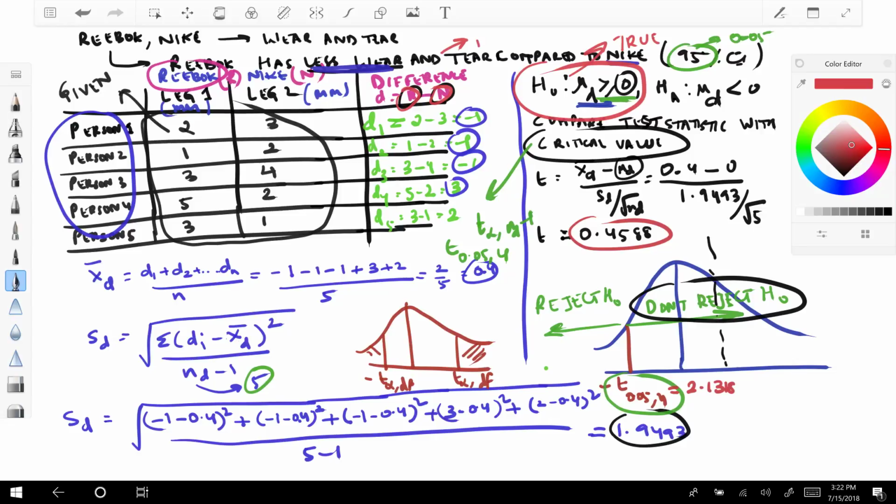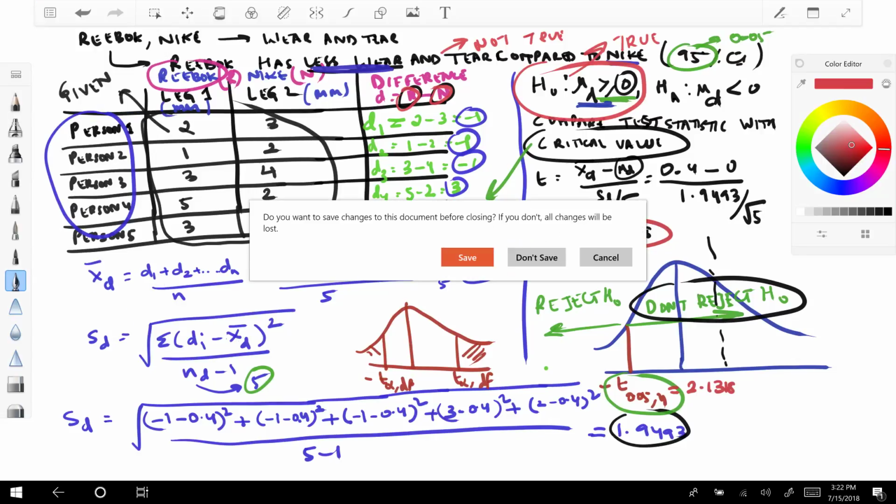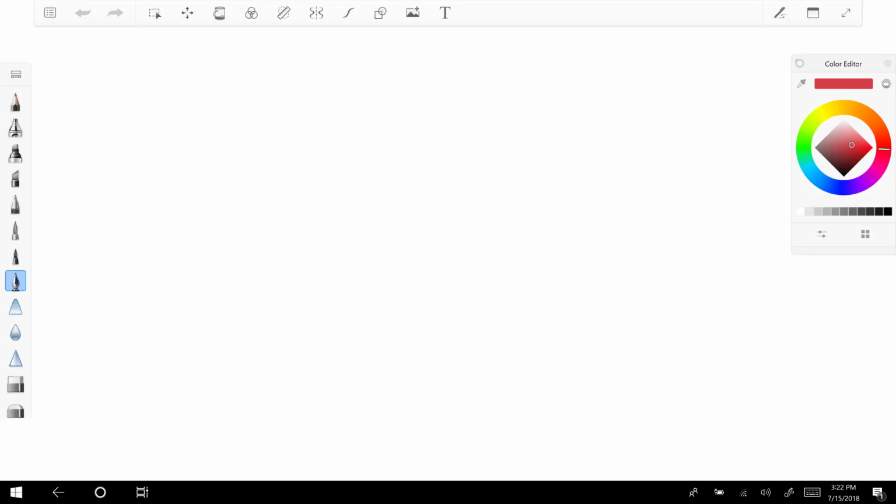The main thing is we don't have evidence to prove that. So that's how you solve hypothesis testing. Now I will discuss the confidence interval for two tails. So this is a two tail confidence interval for paired difference.